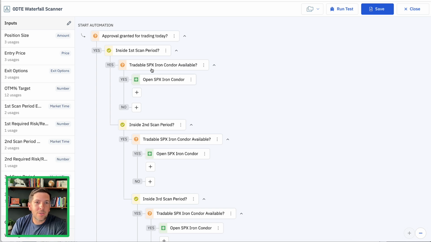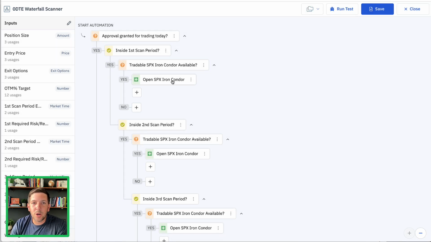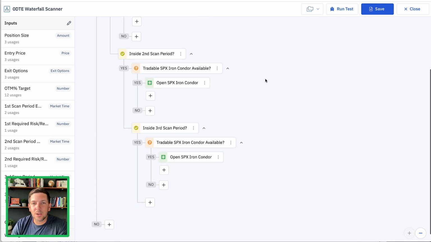If you look here, you can see after approval has been granted for the day, which I run an automation to do, I'm asking the bot, are you inside the first scan period? Are you inside that time block? Because that first scan period of the day might have different requirements for how much reward risk we would need to make a profitable trade. Once I'm inside there, I check whether any of those positions have met that first requirement for risk reward. If so, it enters that position, manages the position, and lets it go to expiration.